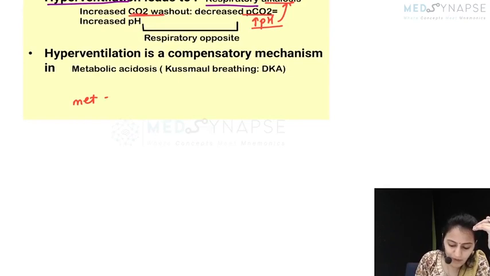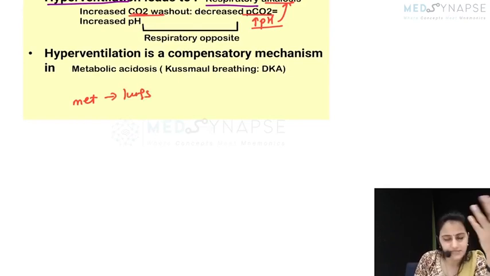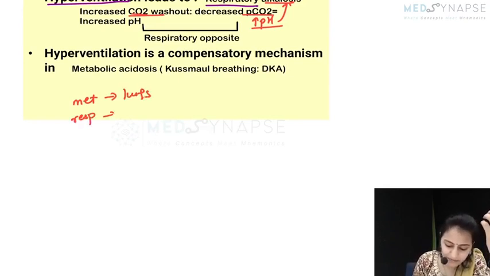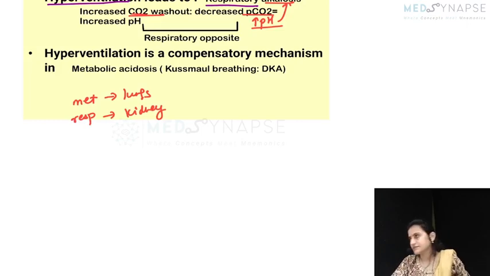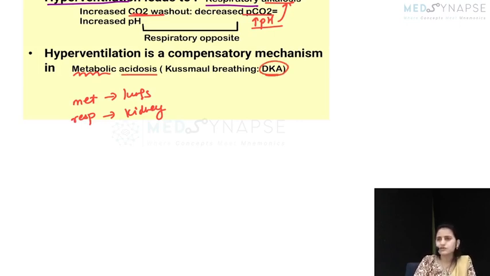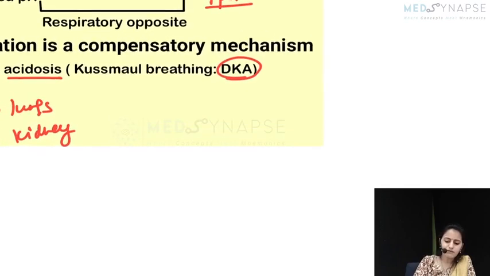When it's a metabolic problem, the lungs compensate. When it's a respiratory problem, the kidney compensates, right? The rest of the metabolism compensates. So if we are saying that hyperventilation is a compensation, it's a what disorder we are talking about? Metabolic. Acidosis or alkalosis? In which acid-base disorder will hyperventilation be the compensation? Metabolic acidosis.